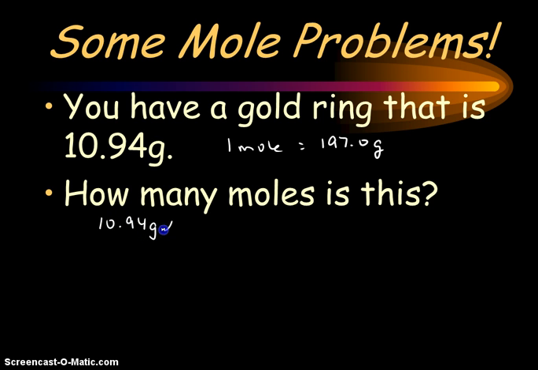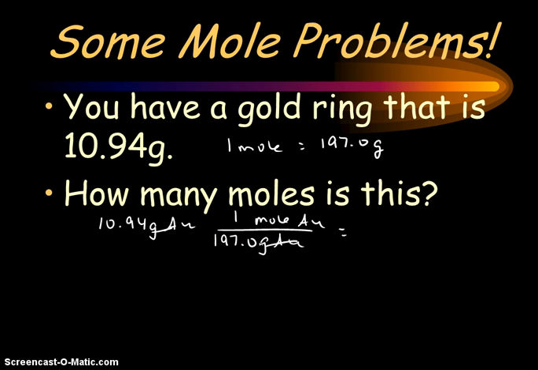We have 10.94 grams of gold. We want to cancel out grams of gold, so we'll put that in the denominator. That way it cancels out. And we're going to convert to moles of gold, so we'll put that in the numerator. And the periodic table tells us that 1 mole of gold equals 197.0 grams.